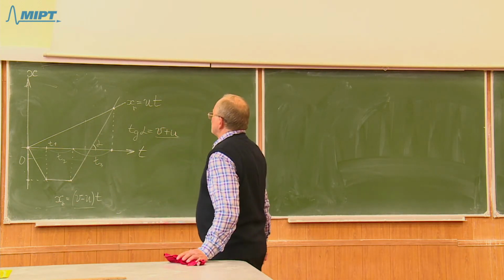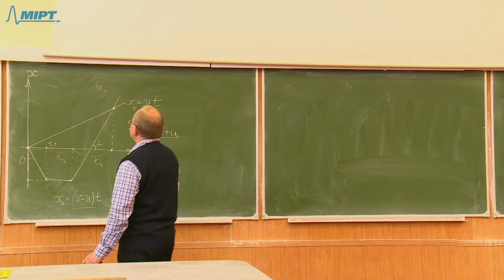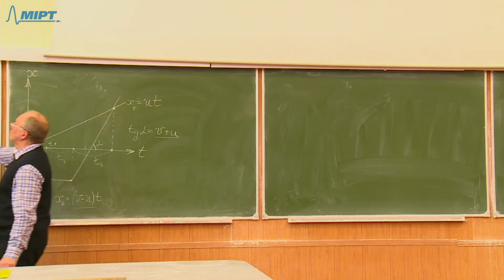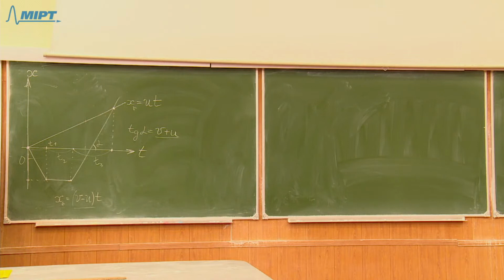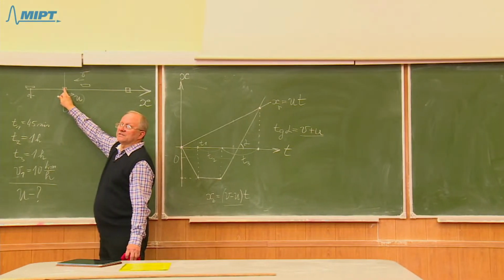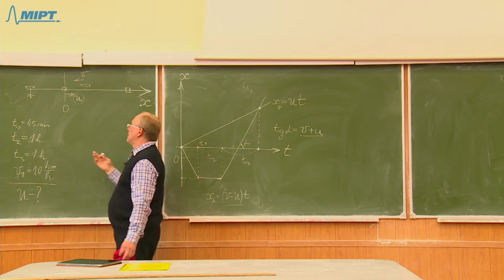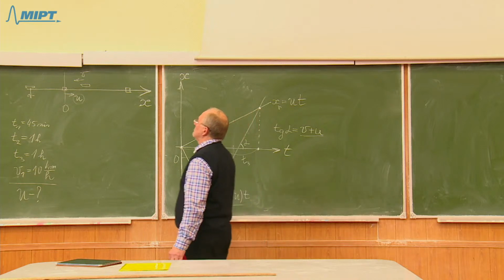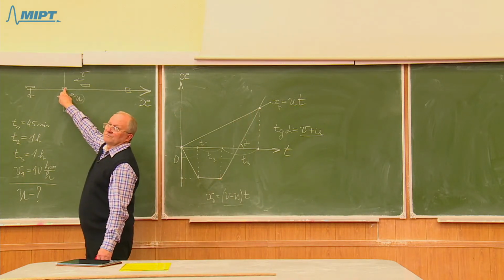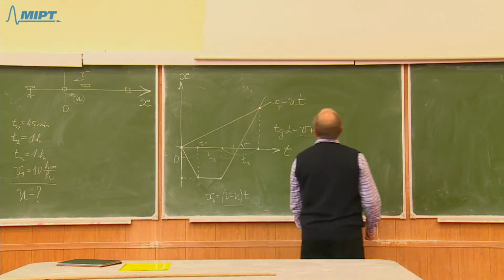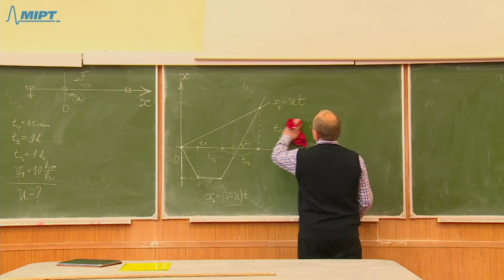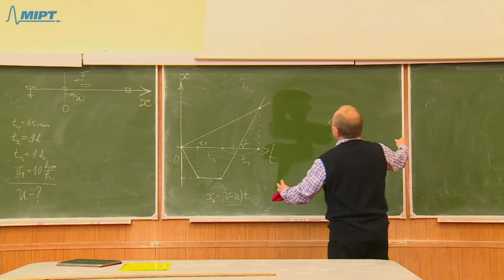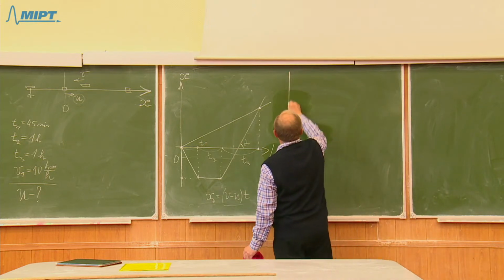It may be easier to solve the problem if we consider all the processes from the point of view of people which are on the raft. Somebody is there on the raft, and he can see what's going on around him. And so we can draw similar graphs of functions using the reference frame associated with the raft. Okay, let's do it. And I will use this part of the blackboard in order to draw another picture.